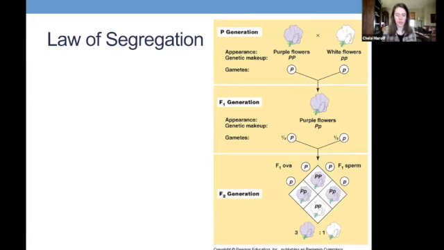The first one is the law of dominance. If we look at the purple and the white flowers, if you end up getting purple flowers only in the F1 generation, that means that the purple flower color is dominant over the white. It doesn't mean that the white allele completely disappears in the F1 generation. It's just being covered up.